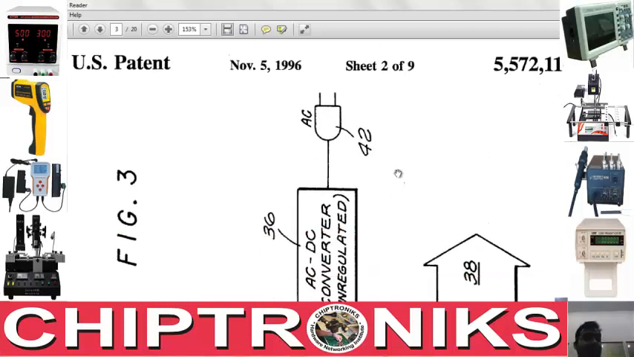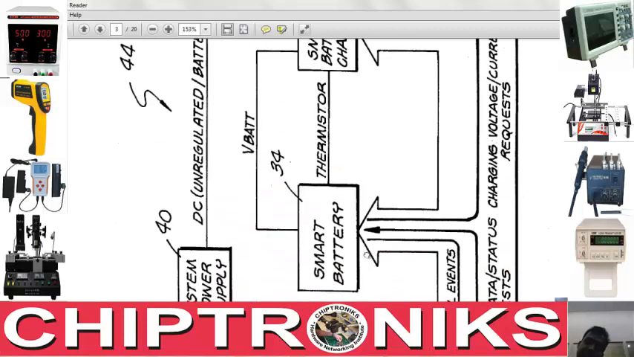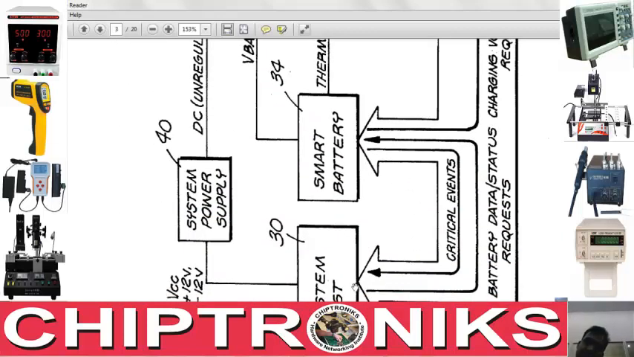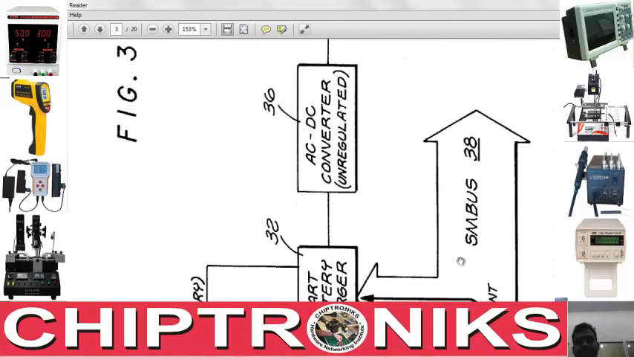How can we sniff this data communication? Smart battery chargers, smart battery and system host, they're all communicating through an SM bus. I hope the SM bus technology and the smart battery charger system is clear to you.